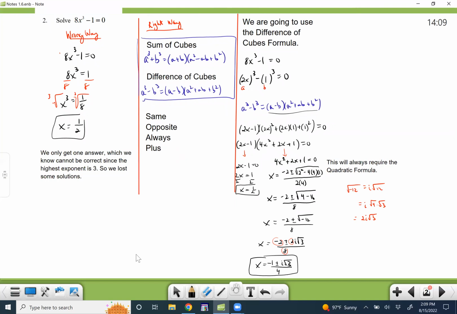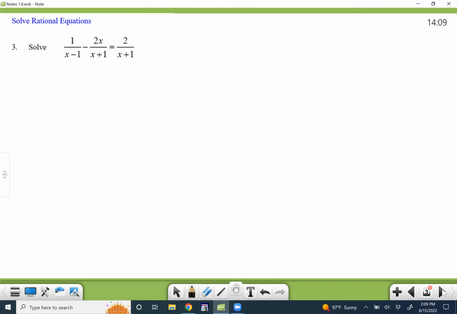Okay. All right. And there are definitely tons of resources if you want to practice this sum of cubes and difference of cubes. It's not the intent of this video. So Google that if you need some more practice, or contact me and I can locate some good sources for you.